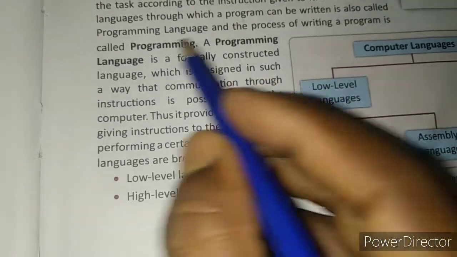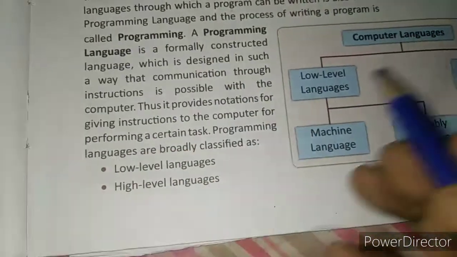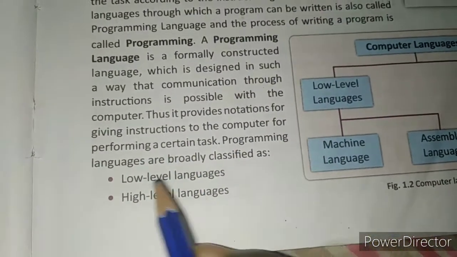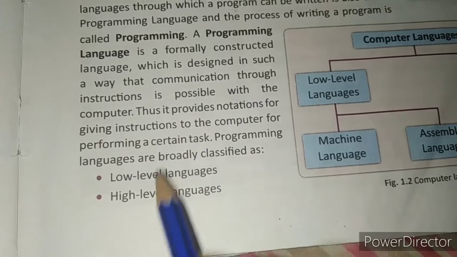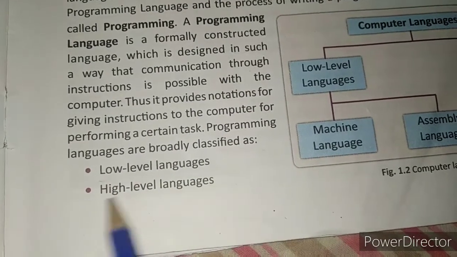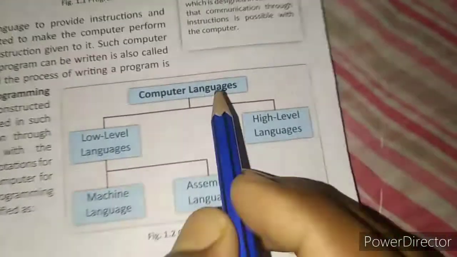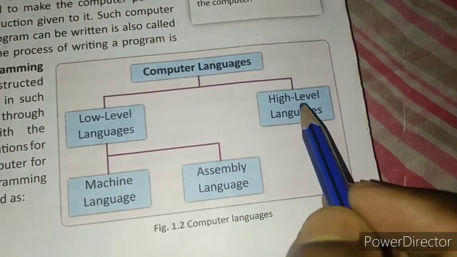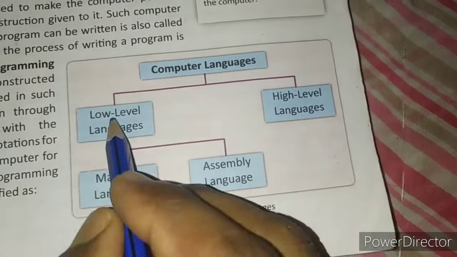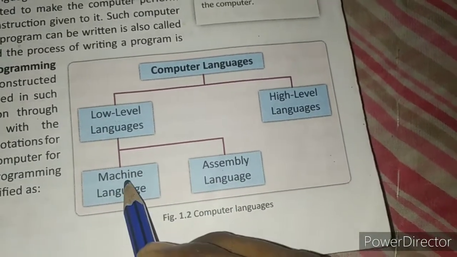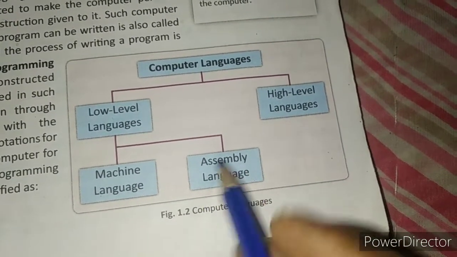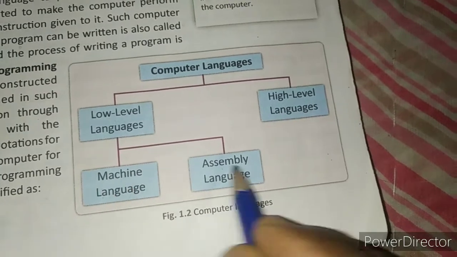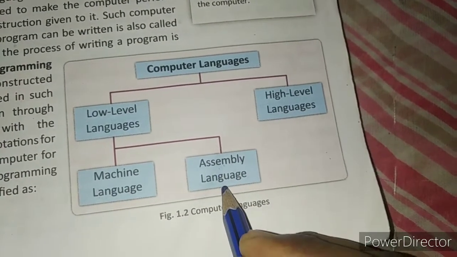Now one thing again: what are the types of programming languages? Here we can say that there are two types of programming languages: low level languages and high level languages. Here you can see the classification. Computer languages are basically of two types: low level languages and high level languages. And low level languages are divided into two types of languages: machine language and assembly language, right?